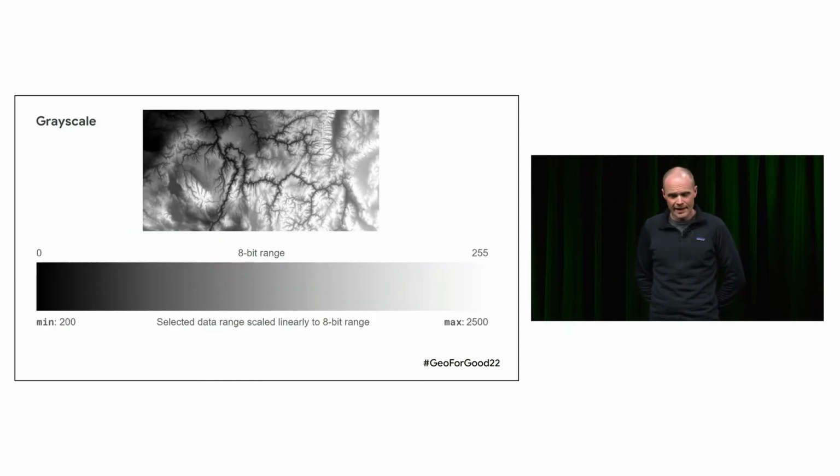And so this is an example of a DEM. So this DEM is 16-bit data. This region happens to have elevation that is mostly between 200 and 2,500 meters. And so we need to compress this data range down to 0 and 255. And ee.Image.visualize will do that for us. It'll take that data range and compress it down linearly between 0 and 255. So now we have 256 shades of gray or color that we can apply to this image.